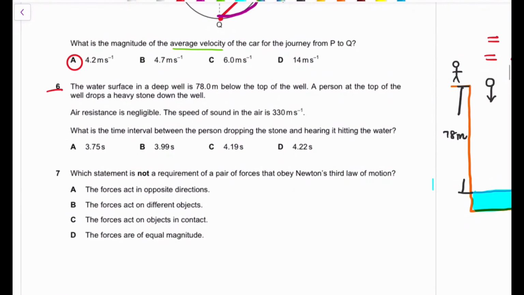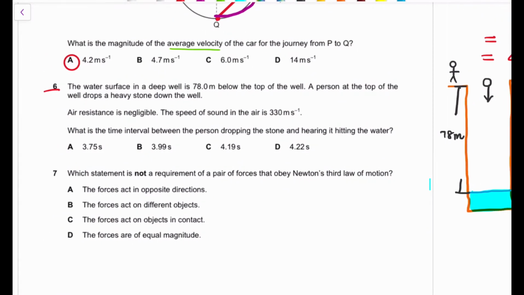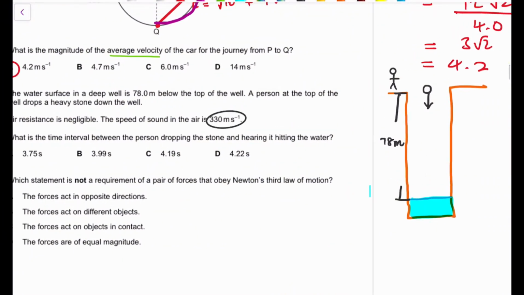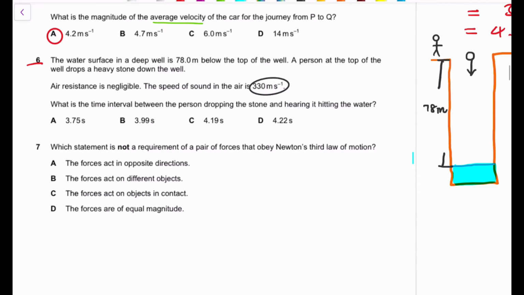So a person is going to drop it, and the speed of sound in air is 330. So we're just going to keep this around. We want to find the time interval between the person dropping the stone and hearing it hit the water.